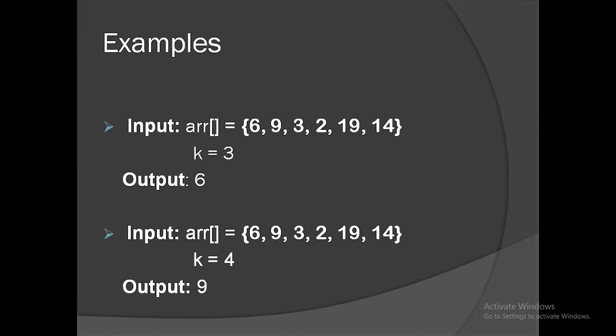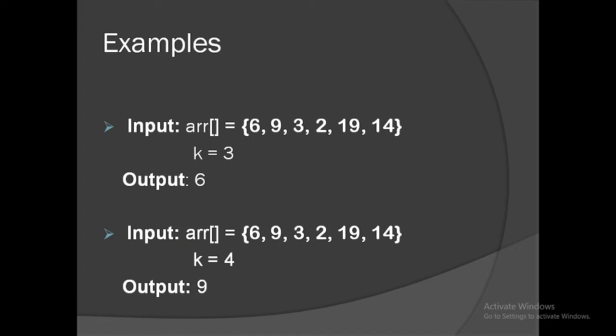We have here an input array. In the first example, we have 6, 9, 3, 2, 19 and 14, and k is given as 3. What should be the kth smallest element here? The third smallest element. First let's see what the smallest element is. The smallest element is 2, the second smallest element is 3, and the third smallest element is 6, hence our output will be 6.